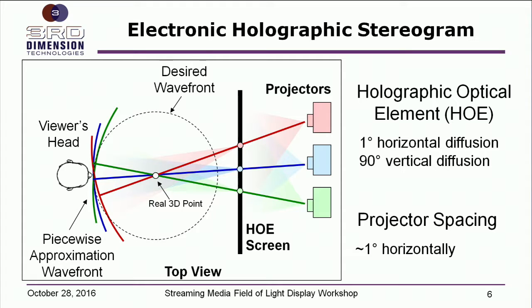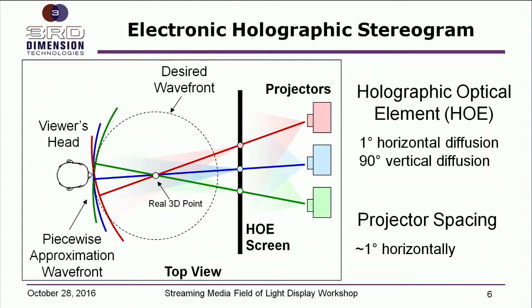and 90 degrees vertically. The 3 points we've illustrated here all point at the actual 3D point, and so the light beams from the 3 projectors, the pixel representing that 3D point, all converge together at the actual 3D point, and it forms a piecewise linear approximation of the real 3D wavefront. And so you get a different view into each eye. Different projectors will hit each eye. They're separated by 1 degree.